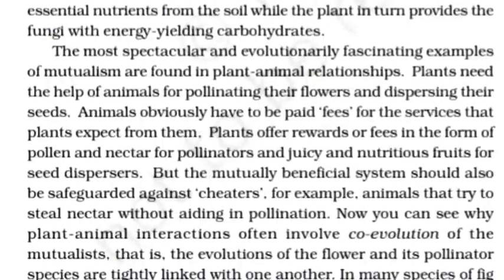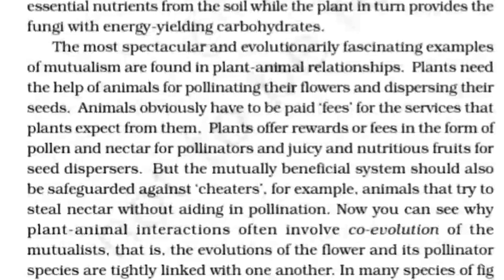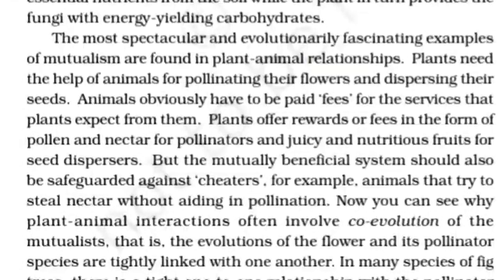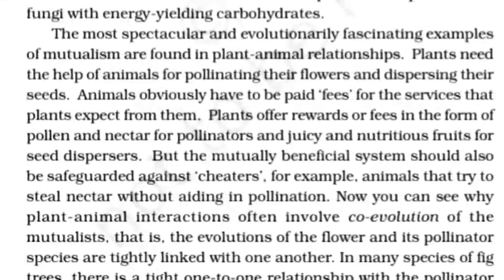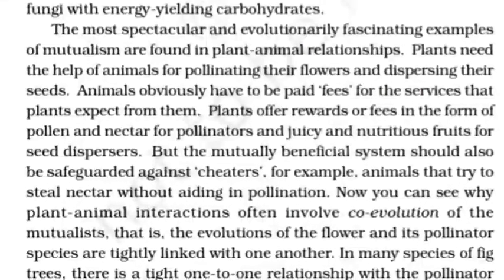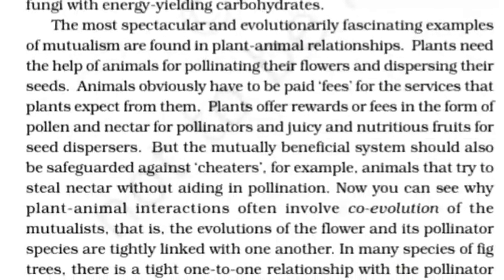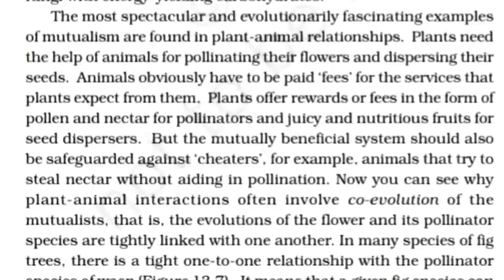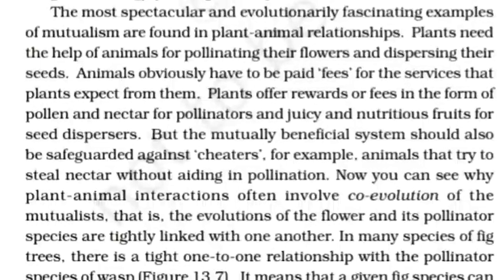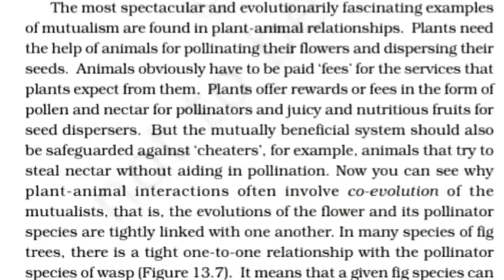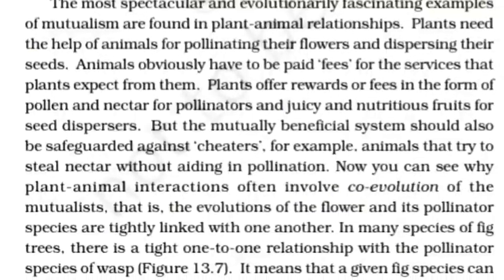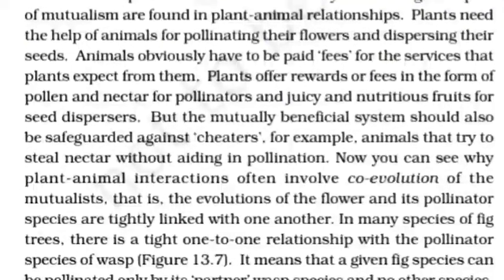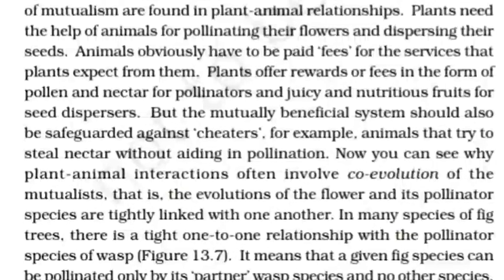Plants offer rewards or fees in the form of pollen and nectar for pollination and juicy and nutritious fruits for seed dispersal. But the mutually beneficial system should also be safeguarded against cheaters, for example, animals that try to steal nectar without aiding the pollination. Now you can see why plant-animal interaction often involves co-evolution of the mutualists.